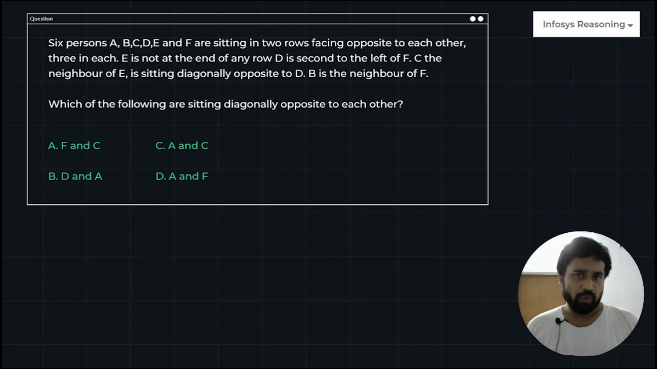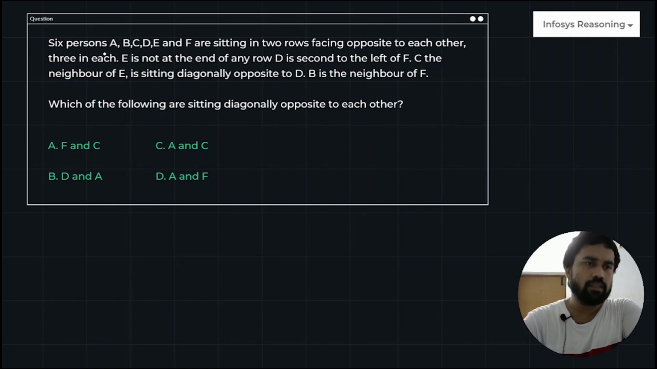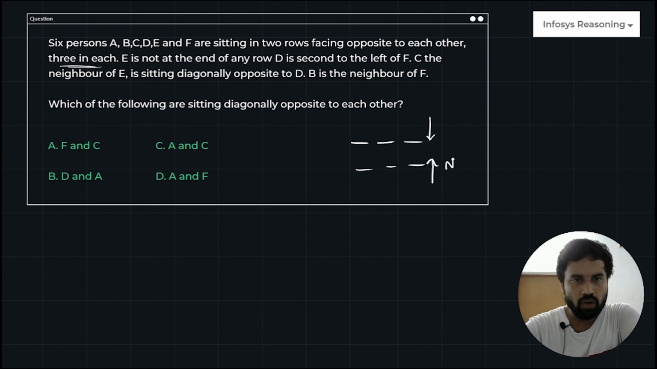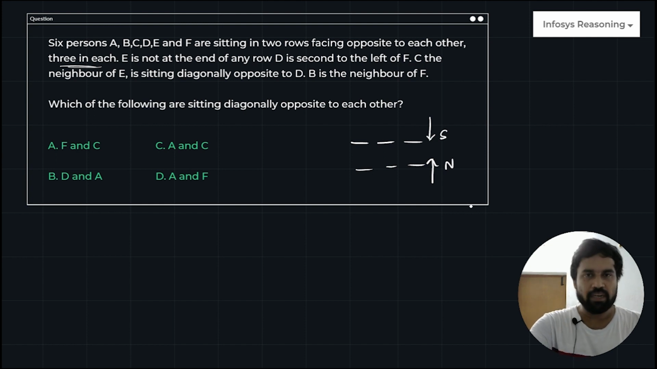So I hope everyone did well. So just look into the explanation of how to do this easily. Six friends A, B, C, D, E, F are sitting in 2 rows facing opposite to each other, 3 in each. So the arrangement will be 1, 2, 3, 1, 2, 3, and facing opposite to each other means one will face the north and another will face the south. So this is the basic arrangement when we have a 2 row arrangement, right?